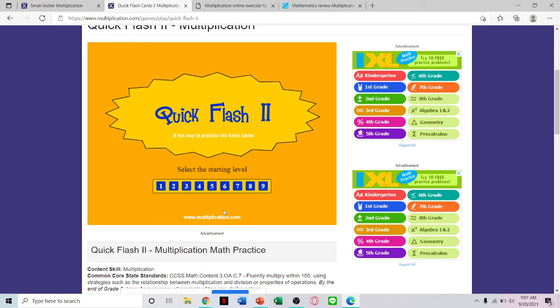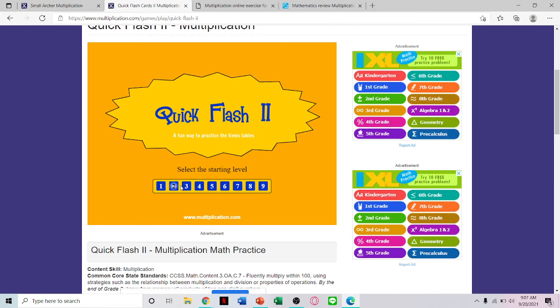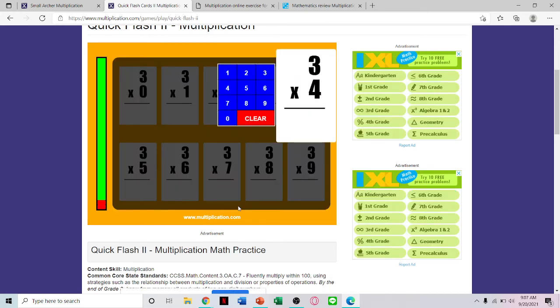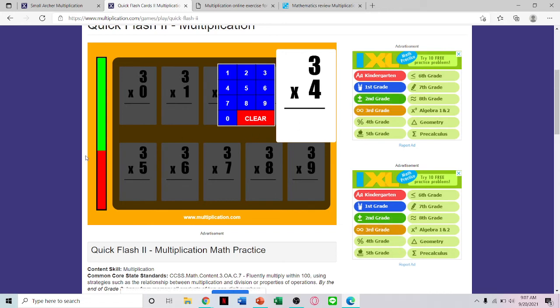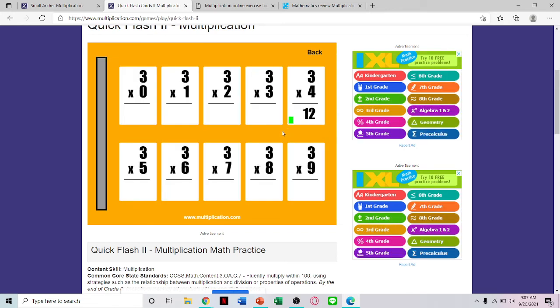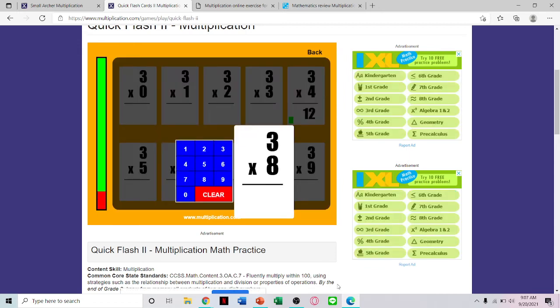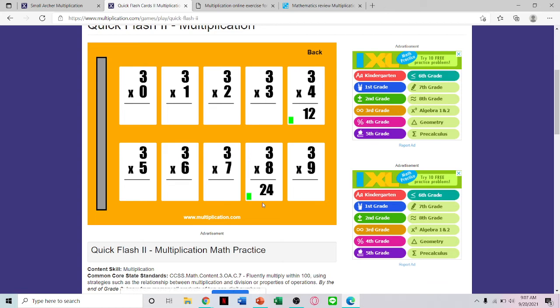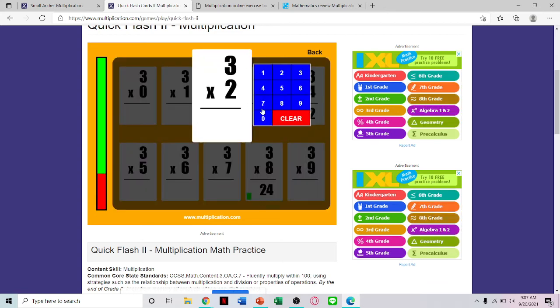Quick Flash. Let's start with level 3. Fast, fast. Look at the time. Faster. You have to be fast. Do you see the time? 8 times 3 is? 24. Yes, you have to be fast. Answer. 6.